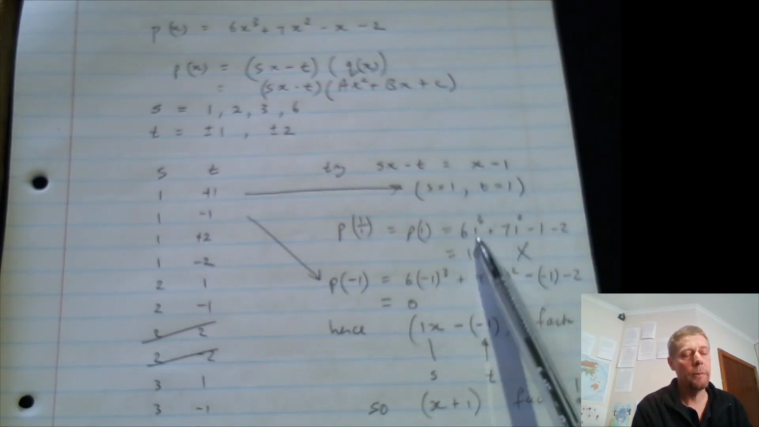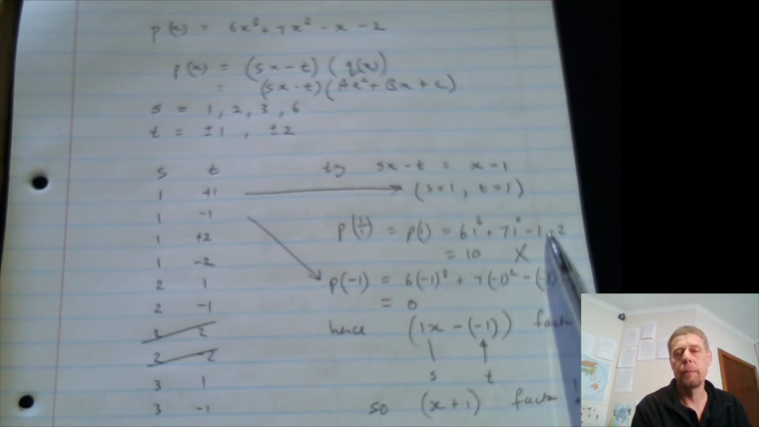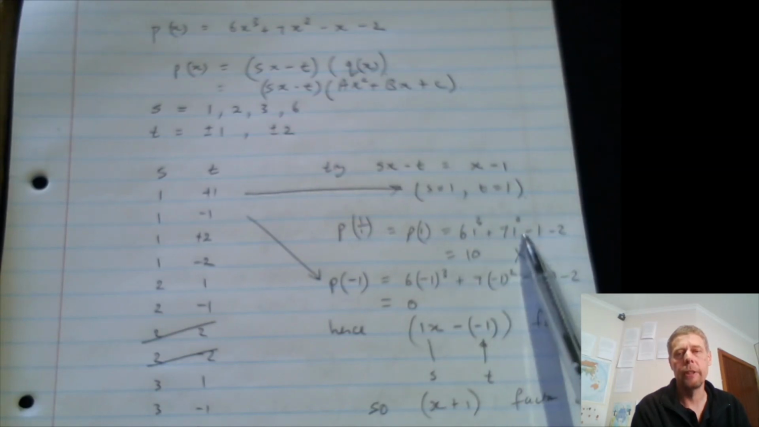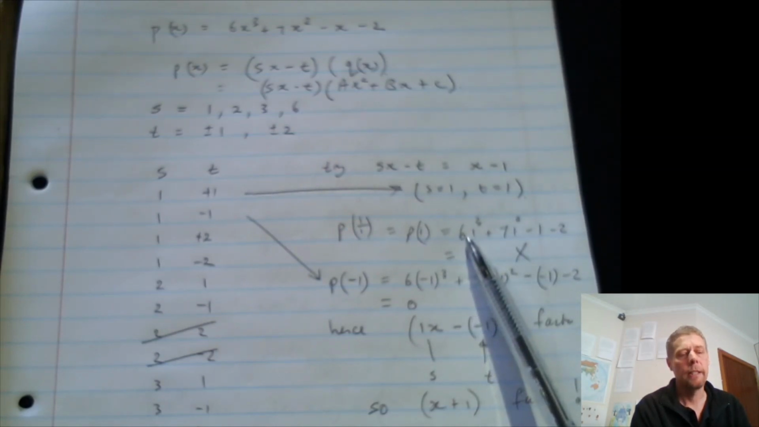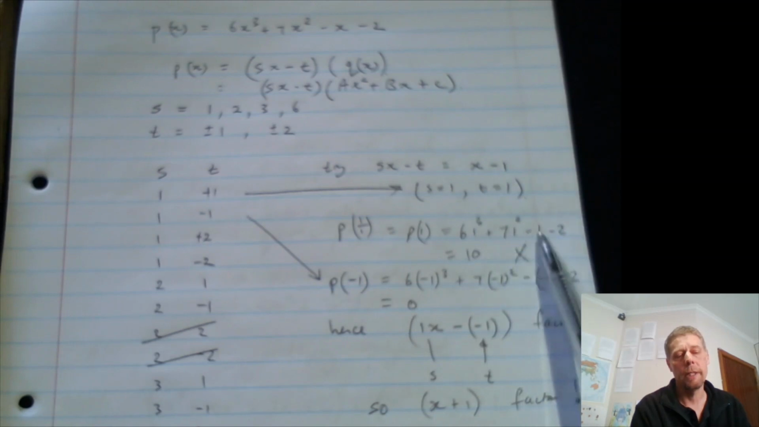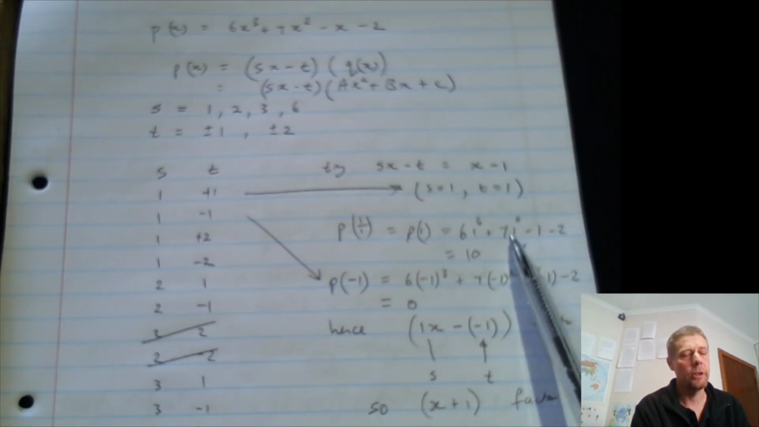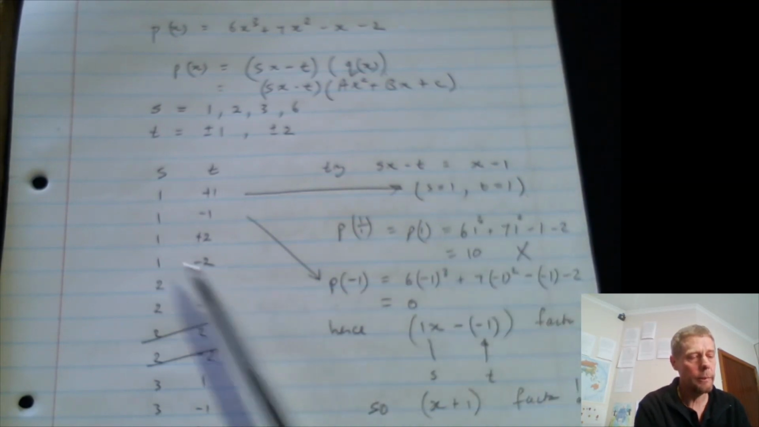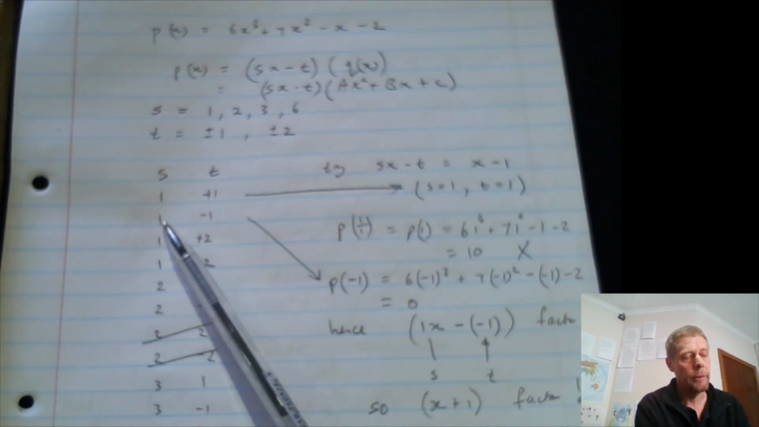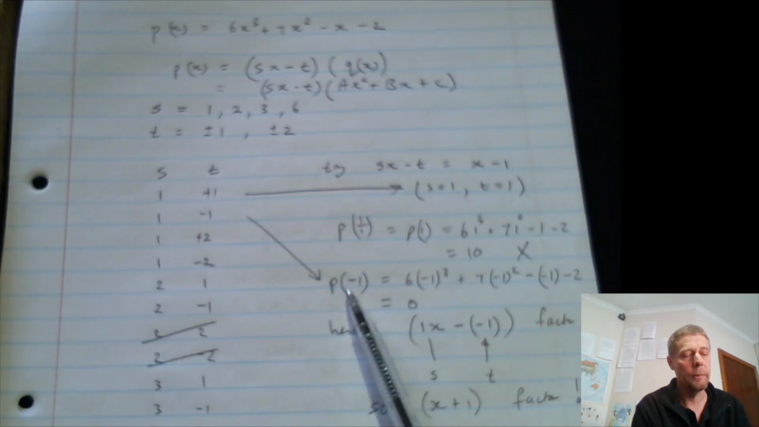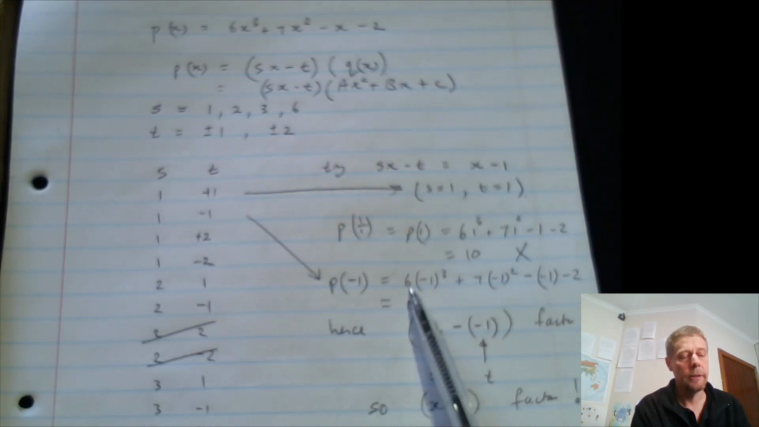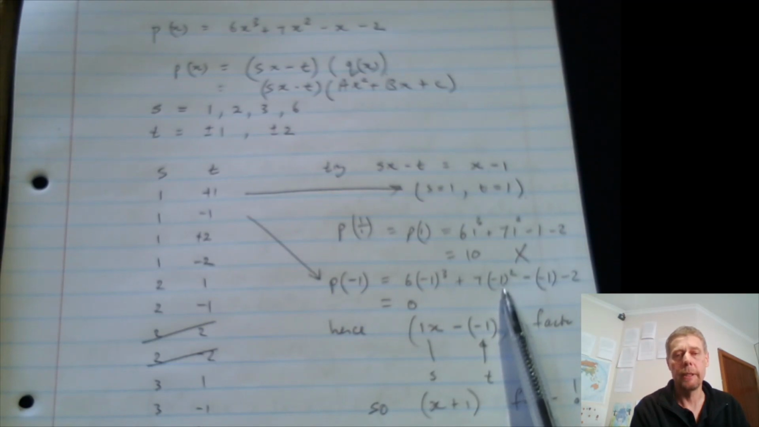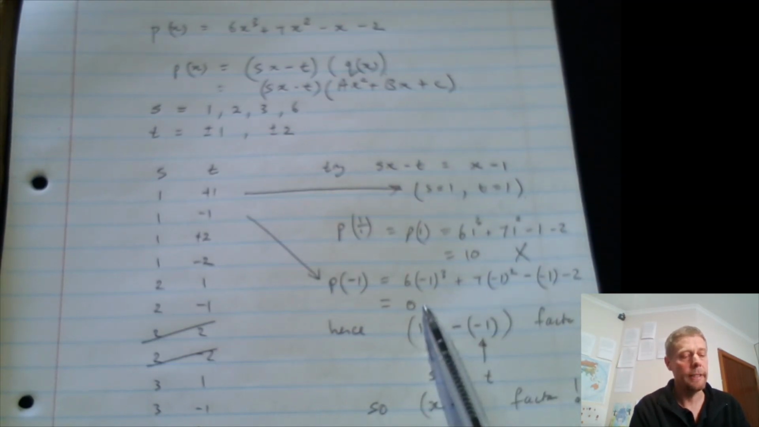But there's just a tip here. You don't need to work out each pair. Once you know that it's not 0, you can see very quickly with the eye that 6 plus 7 minus 1 minus 2 is not going to be 0. So you can just move on to the next pair. So it becomes quite quick to test these. Then we can go on to our next pair, where s is 1 and t is minus 1. So p of minus 1 equals 6 times minus 1 cubed plus 7 times minus 1 squared, etc. And then we find out that it's 0.